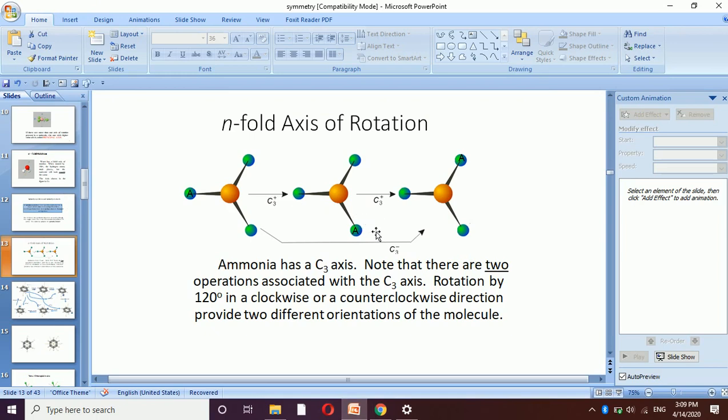That is what is denoted here. When you do C3 inverse, that means clockwise rotation. The hydrogen which is marked as A here will reach this position, that is this image, C3 inverse. You can achieve the same orientation by doing two successive C3 operations, C3 C3, that is equal to C3 2, or you can say C3 inverse.